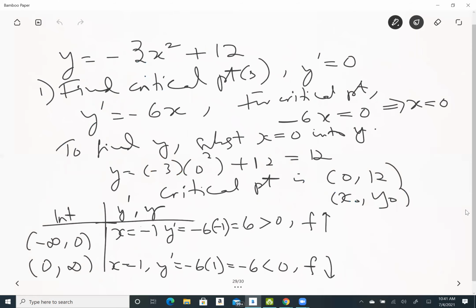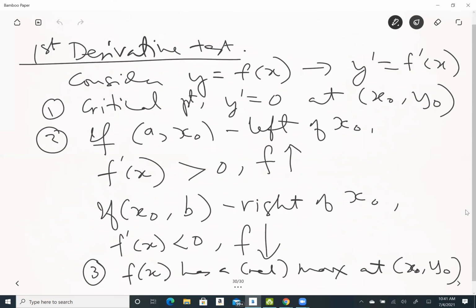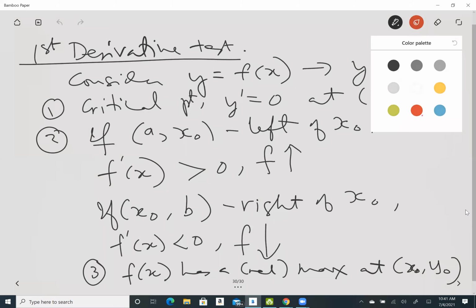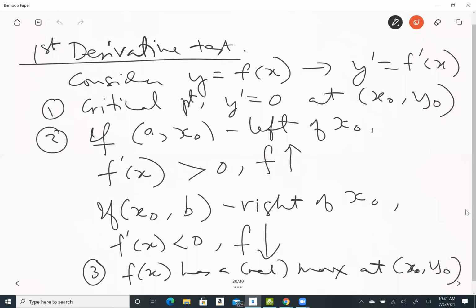So the criteria for maximum is what? On the interval on the left, the function is increasing, which means f prime is positive. And on the interval on the right, f prime is negative and the function is decreasing. So you have a maximum. Now for minimum, everything will work out the other way around. So to the left of x0, f prime is negative.